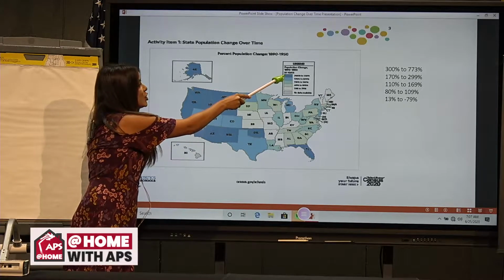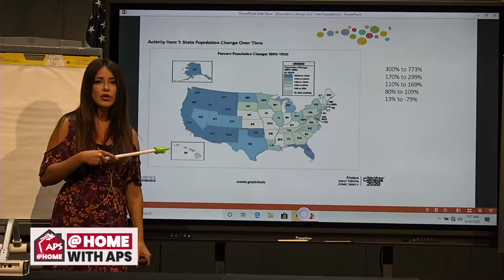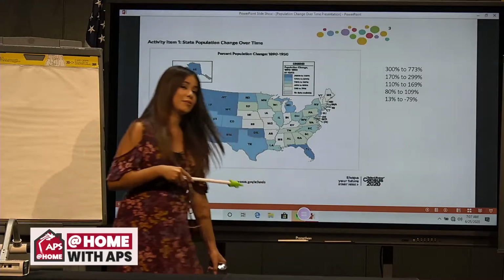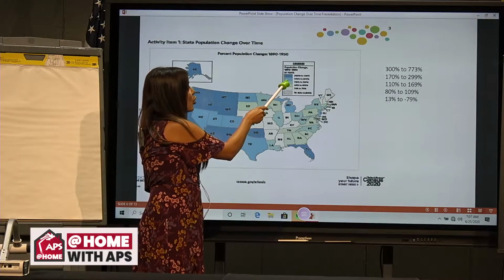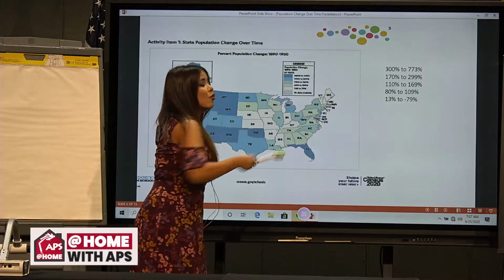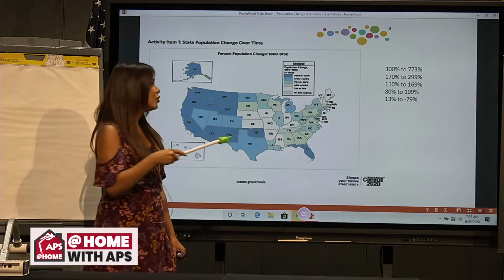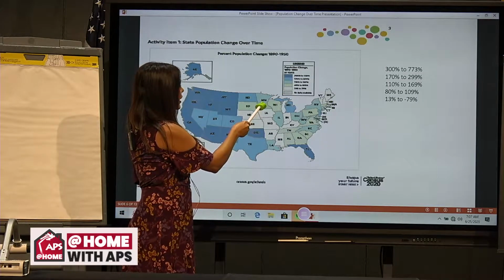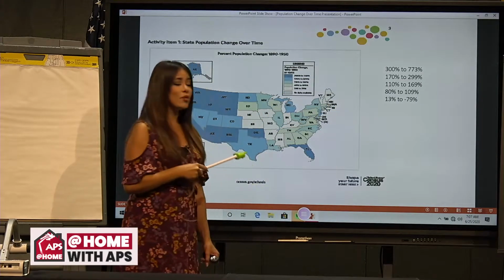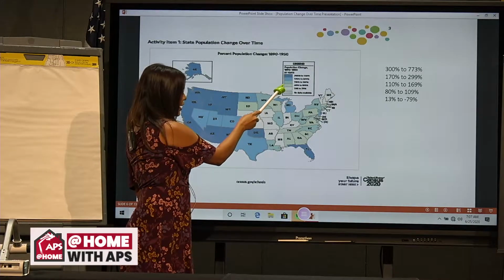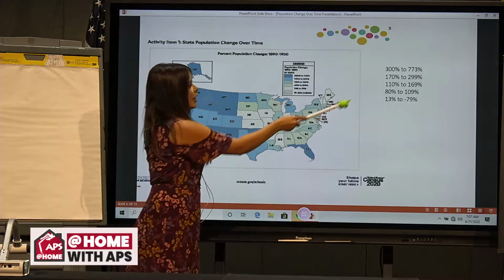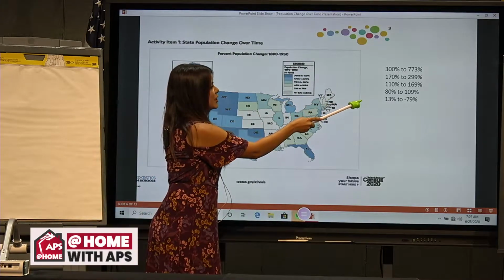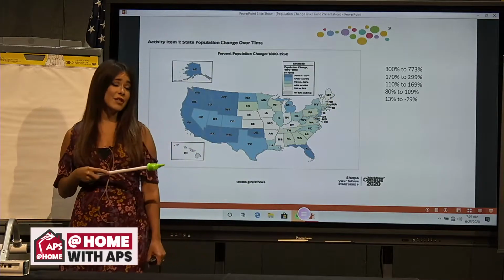If you see a dark color, that means that the population growth was super huge. It was over 300%. If you see a lighter blue color, the population growth was 170% to 299%. An aqua color, right here, like Minnesota, 110% to 169%. The lighter green color, such as South Dakota, 80% to 109%. And the beige color, which is 13% to minus 79%.